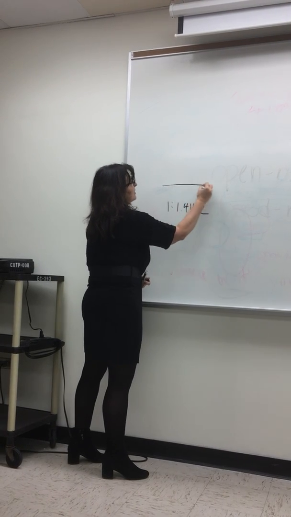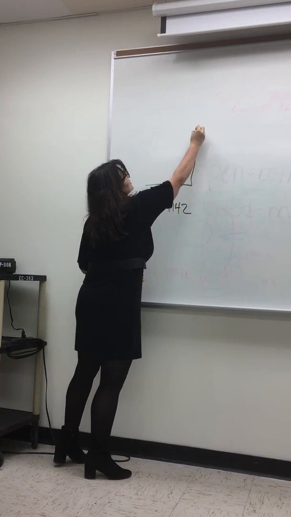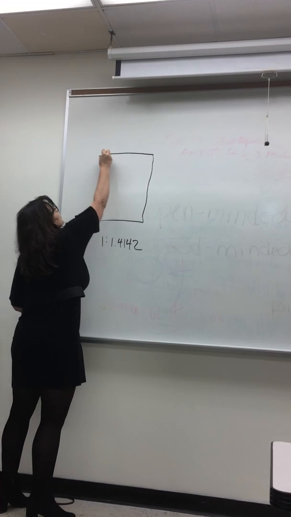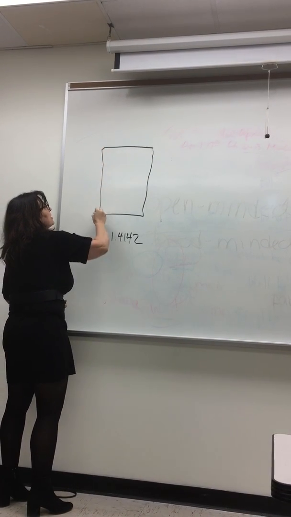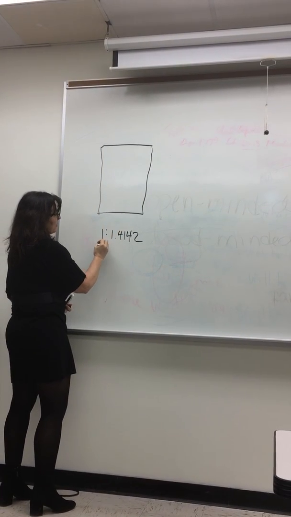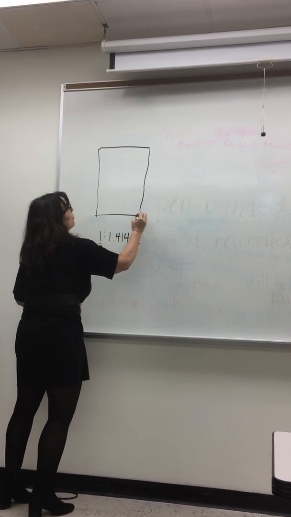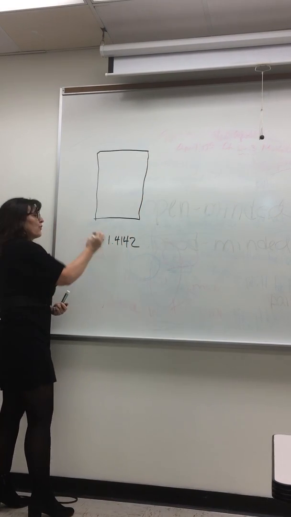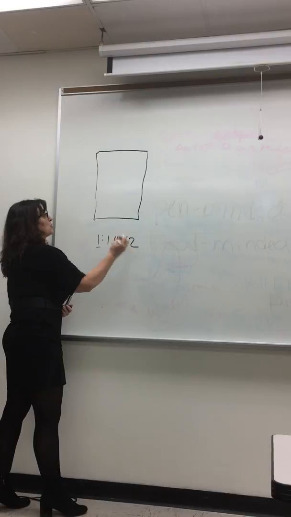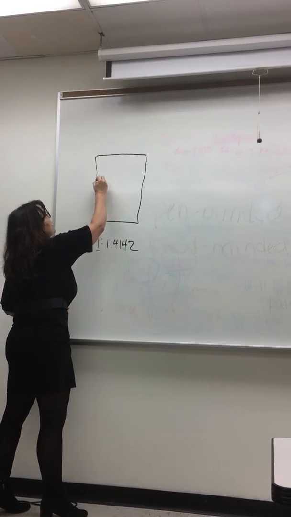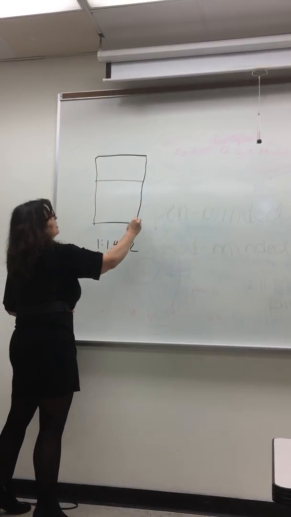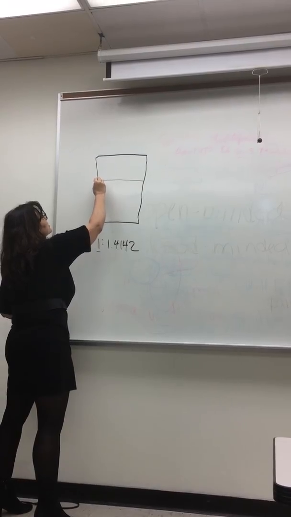If you have one side that is 1 foot, the other side is going to be 1.4142 feet tall. So that's what that proportion looks like. 1 foot here, 1 foot, 1.4142 feet this way.